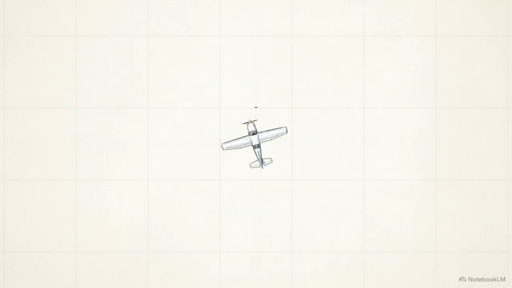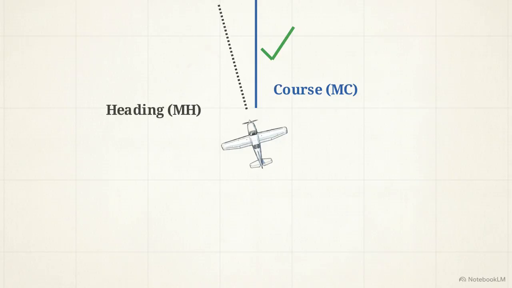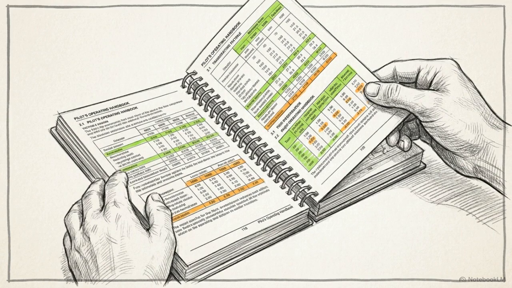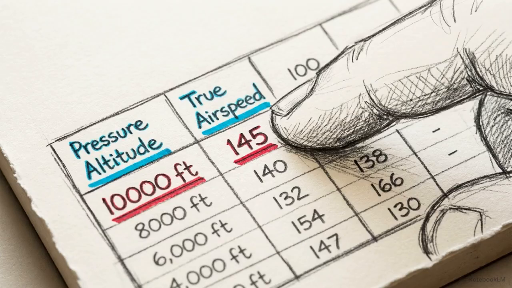It is very easy to fall into the altitude trap here. You must base your cruising altitude strictly on your magnetic course, the line over the ground, not your magnetic heading, which is where the nose is pointed. With your altitude set, open your aircraft's pilot's operating handbook. Check the cruise performance tables for your chosen altitude to find your expected true airspeed.